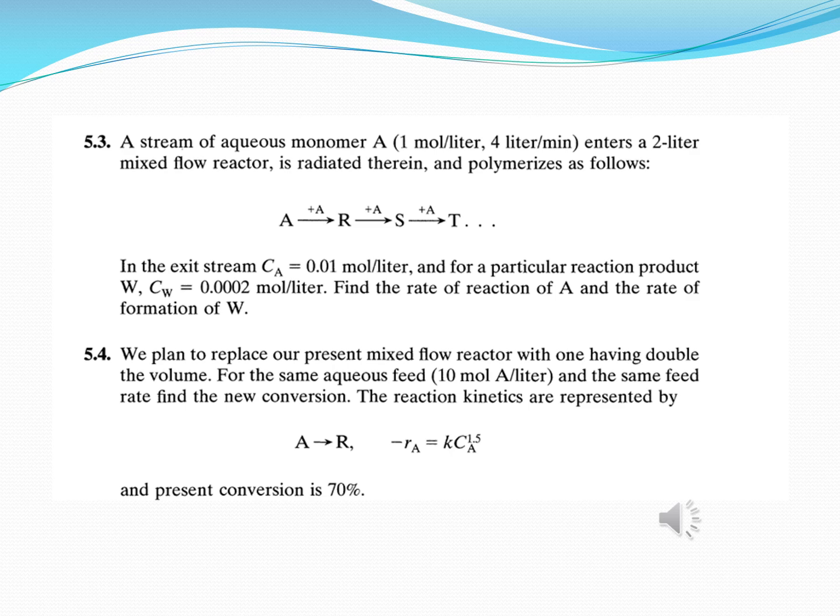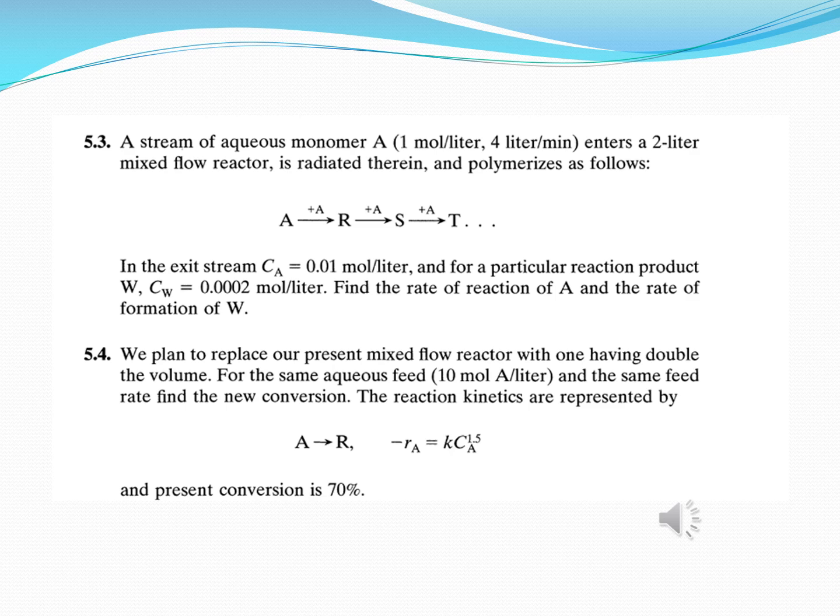In the exit stream, we have the concentration Ca equal to 0.01, and for a particular reaction product W, the concentration is 0.0002 mole per liter. So what we have to find? We have to find the rate of the reaction of A and the rate of formation of W, the product.